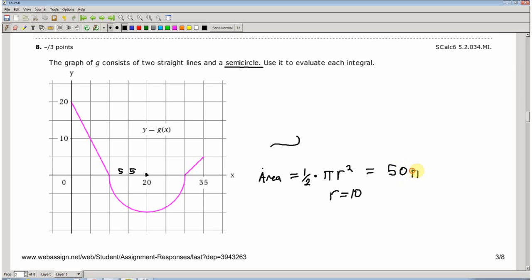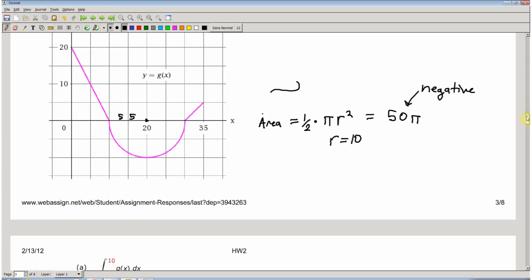But when you're doing your computations, you need to remember to count this as negative, because it's beneath the x-axis. Okay, and so I think that's the hardest part about this one. So let's keep going.